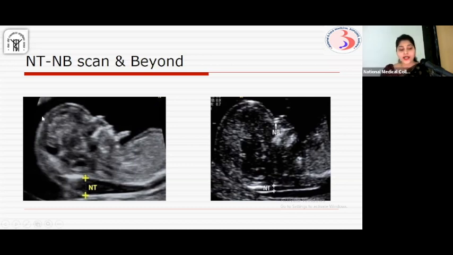NT is the measurement of the subcutaneous soft tissue behind the neck, and in this scan we also see the nasal bone. But it does not stop here. It goes beyond that. And for further discussion of this NT scan and beyond, I would like to invite Dr. Meeta Singh for further discussion on first trimester ultrasound.